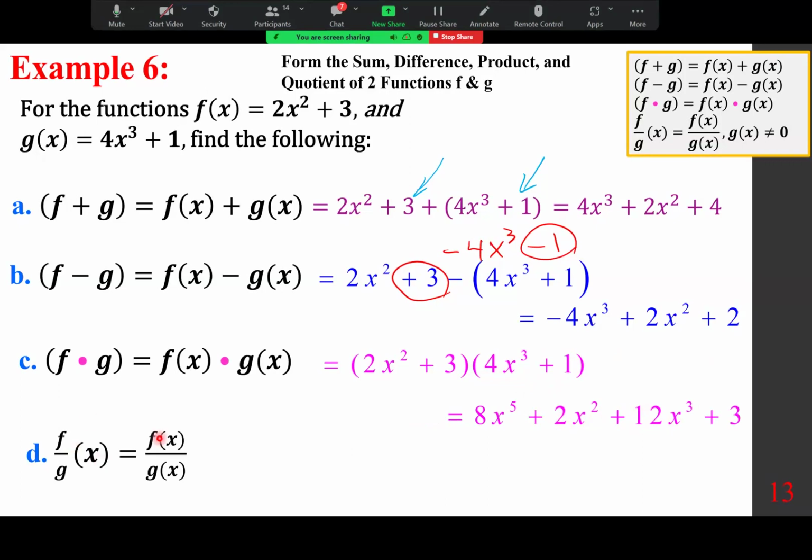f over g is simply f of x in the numerator, g of x in the denominator. That's all, and they can't be simplified. Needless to say, in any fractional format, any rational function, if there is a common factor between the top and the bottom, you must find it and get rid of it.